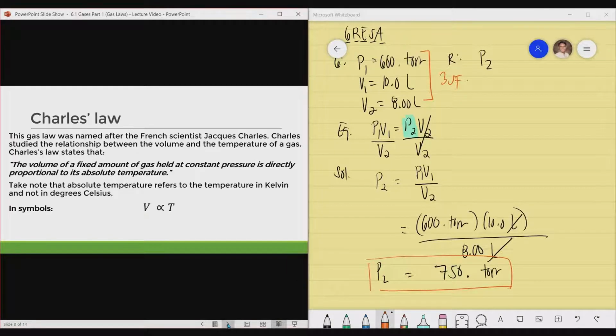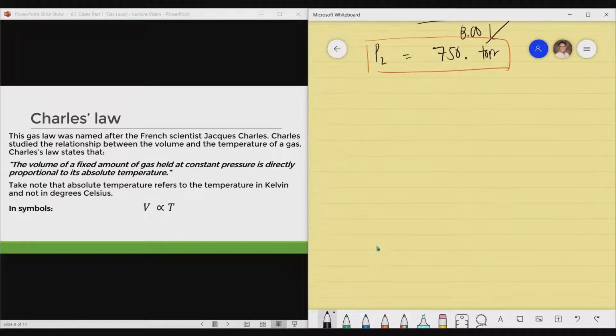Okay. Next one. Now at this point, let's talk about the next law.